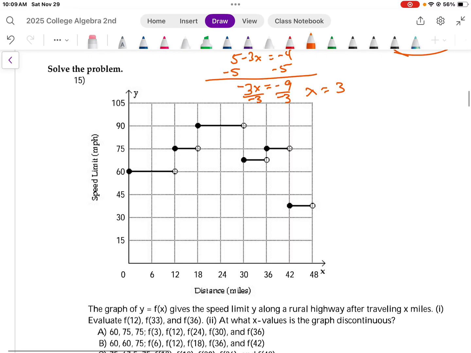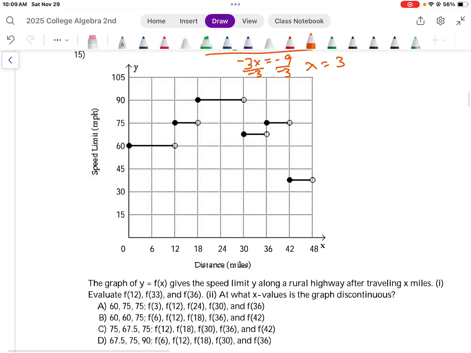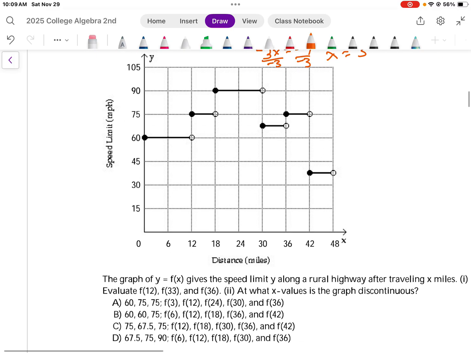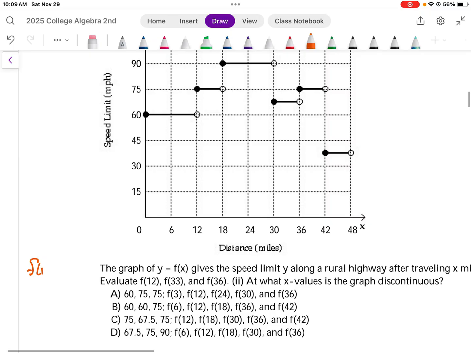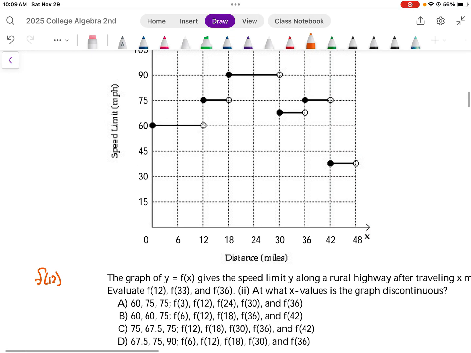Number 15. They give us a graph of speed limits along a rural highway. Evaluate f of 12, f of 33, f of 36, and then at what x values is the graph discontinuous? All right, fantastic. Let's first answer the first part. f of 12 means when I find 12, I go up to where the line, well, this open circle means I'm not going 60 miles an hour. I actually go up here and say 75.